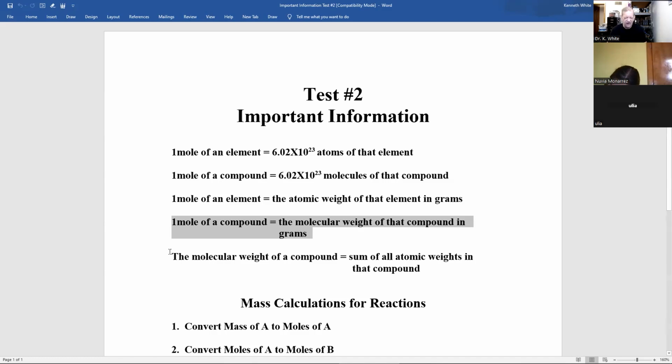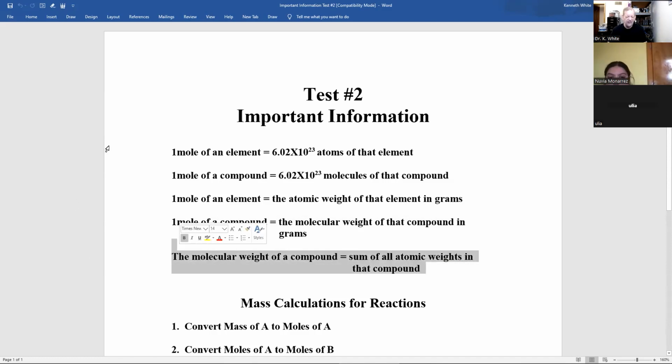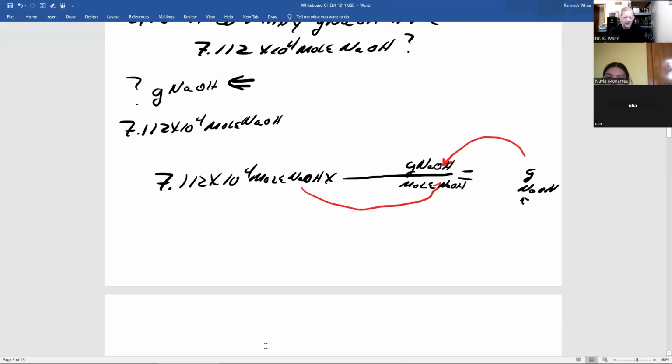Well, you have to calculate that. That's why it's 8 points. It's a lot of extra work. And the molecular weight of a compound is the sum of all atomic weights. So in order to get the relationship 1 mole of compound equals the molecular weight of that compound, we first have to calculate the molecular weight of that compound, which is the sum of all atomic weights. And in our case, that's sodium hydroxide.